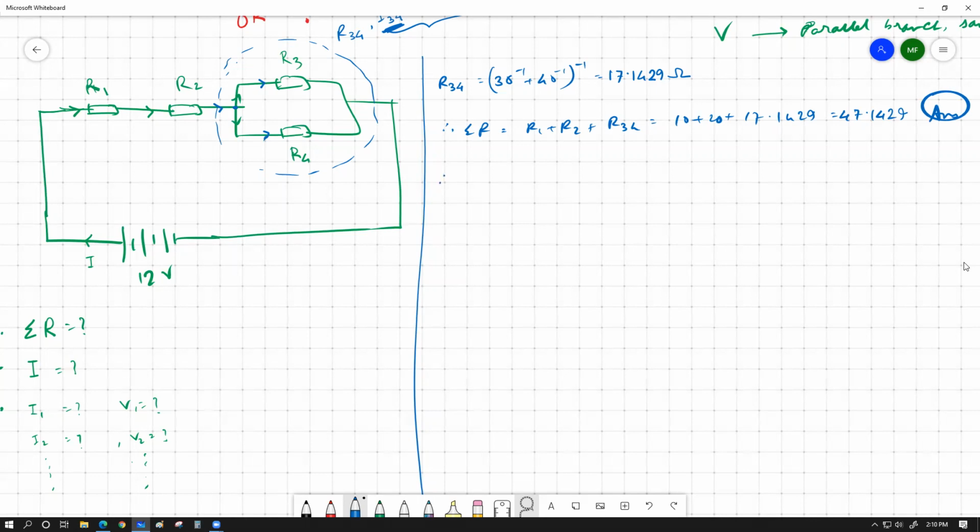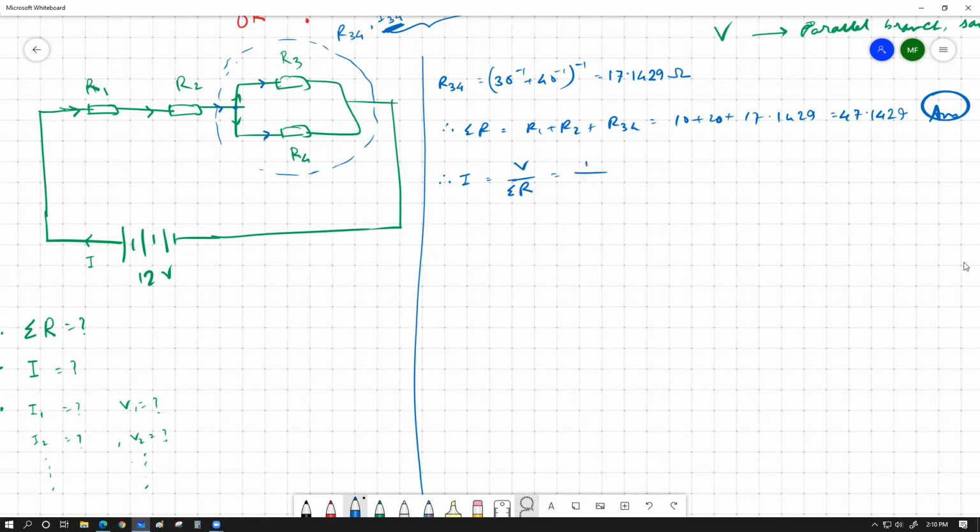Then I can calculate the circuit's main current. I is given by V divided by R. V is the battery voltage, and the R in this case means the total combined resistance of the circuit. That's why I'm using the sum symbol. If you want, you can skip the sum symbol, that's not a big deal. I'm using it because I just like it that way. You can only write R, or you can write RT, capital T representing total. That can also work. No big deal.